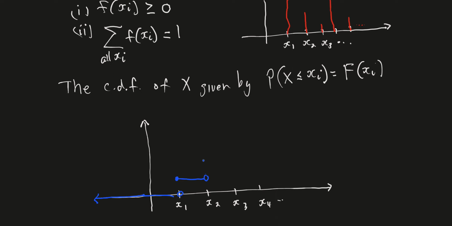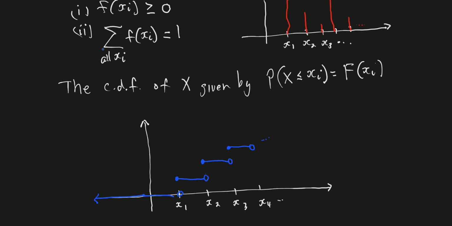So then it will have another jump there. And again, the height of that jump corresponds to the probability associated with x2. And then it goes like this. And then you'll have another jump at the next possible value of x. It goes up by a certain amount, and then it goes across. And then this jumping process continues. So I'll say dot, dot, dot.